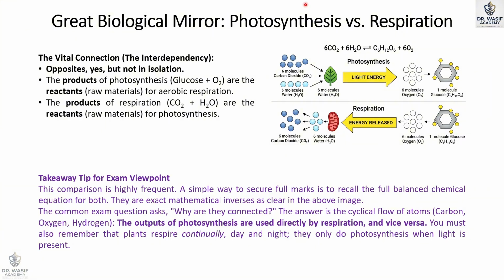So if you are asked why these processes are connected, then talk about the cyclical flow of atoms. Cyclical flow of atoms means carbon, oxygen, and hydrogen are constantly being handed back and forth between these two reactions. And never forget the golden rule for multiple choice questions: plants respire 24 by 7. They never stop breathing to release energy. They only perform photosynthesis when light is available. So in the daytime, they are doing both, but at night time, the mirror only reflects the respiration side.